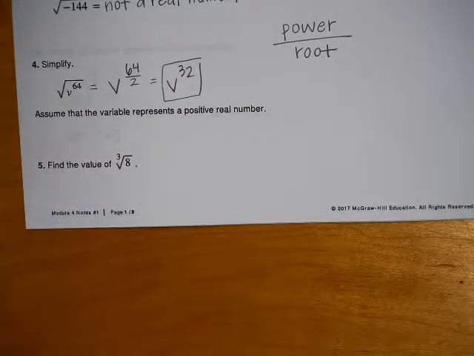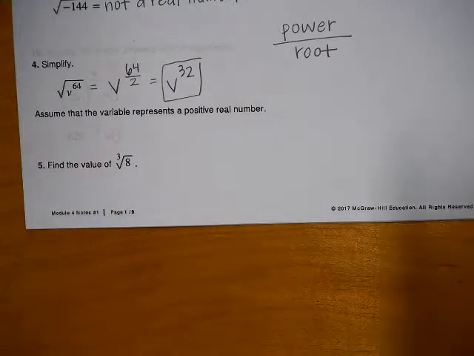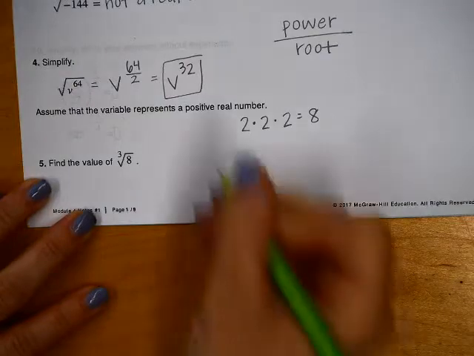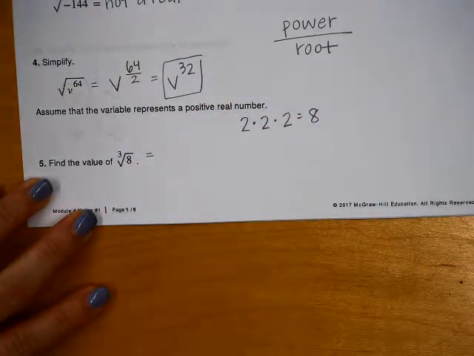All right, on number 5, they switched gears a little bit, and now we're finding the cube root of 8. The cube root of 8. So, a perfect cube, same concept as a perfect square, except for a perfect square, you're multiplying a number times itself, and for a perfect cube, you're multiplying it times itself 3 times, right? Okay? So, what number can you multiply times itself 3 times to get 8? 2, right? Because 2 times 2 times 2 is 8, okay? So that means that the cube root of 8 is 2.